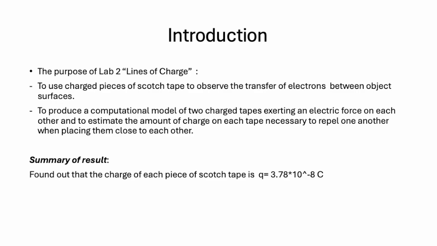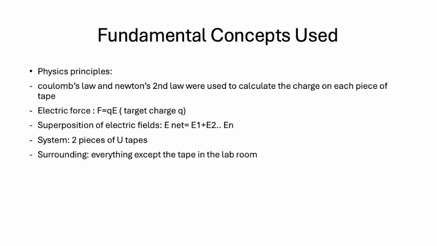each other. For the summary of results, I found that the charge of each piece of Scotch tape is Q equals 3.78 times 10 to the negative 8 coulombs. I used Coulomb's law and Newton's second law in order to calculate the charge on each piece of tape. I also used the electric force equation F equals QE, and the superposition of electric fields, E net equals the summation of all the individual electric fields.